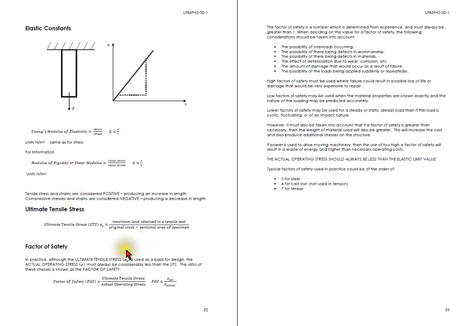Ultimate tensile stress is the maximum load that a section can take before it literally will snap and suddenly break in your hands. It can't take any higher stress than that. It will suffer immediate failure. And that will be the maximum load divided by the initial area of the specimen.